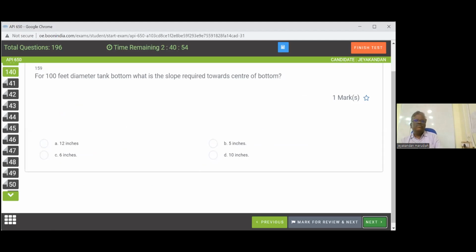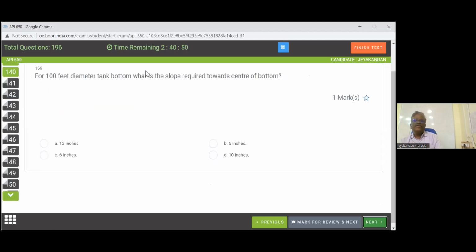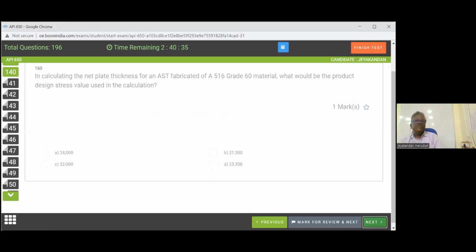Then next one. 100 feet diameter, times 1. I think we calculated this one. Okay, for 100 feet we have to take the radius, 50 feet. What is the slope? 1:120. 50 divided by 120, I think the answer will come to 5 inches. Yesterday it came 5 inches. We calculated it yesterday. Next.